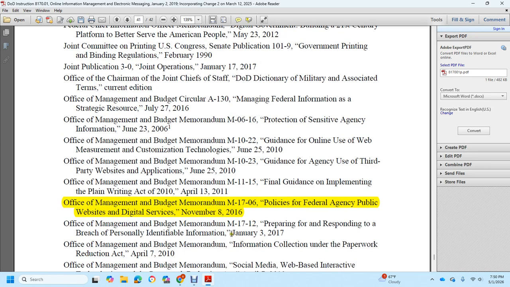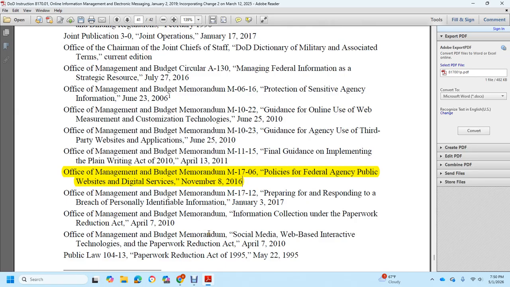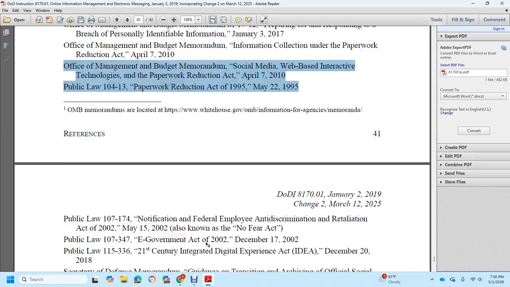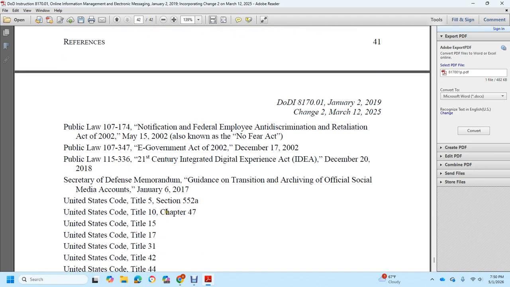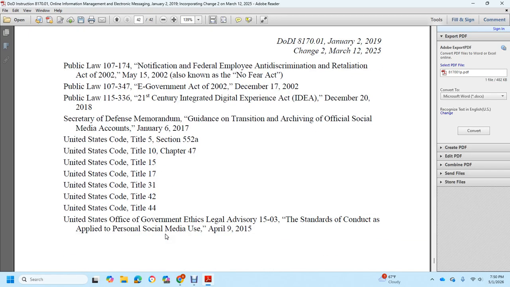preparing for and responding to a breach of personally identifiable information, Information Collection under the Paperwork Reduction Act, Social Media, Web-Based Interactive Technologies and the Paperwork Reduction Act, Paperwork Reduction Act of 1995, Notification and Federal Employee Antidiscrimination and Retaliation Act of 2002, E-Government Act of 2002, 21st Century Integrated Digital Experience Act, Guidance on the Transition and Archiving of Official Social Media Accounts, Title 5, Section 552, Title 10, United States Code, Title 10, Chapter 47, Titles 15, 17, 31, 42, 44, United States Office of Government Ethics Legal Advisory, Standards of Conduct as Applied to Personal Social Media Use.